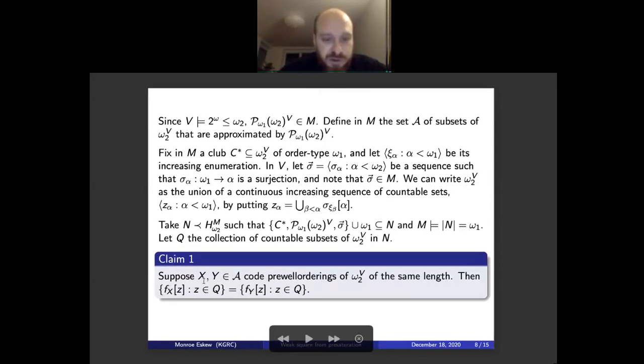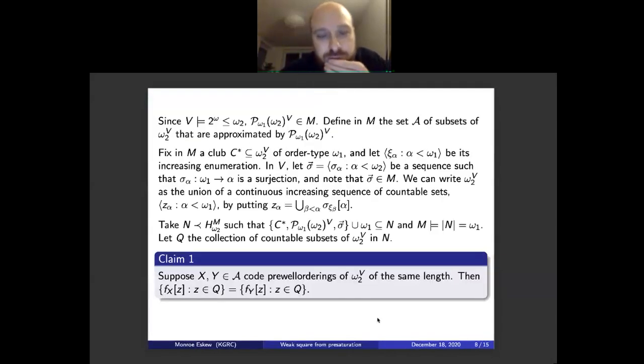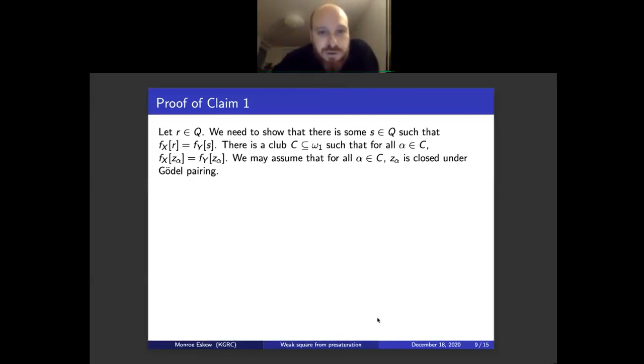Now, why should this be true morally? If these were both from the ground model, and I replace Q with the ground model P omega 1 of omega 2, then of course this would be true. This would just be all the countable subsets of this length, whatever ordinal they surject onto, that come from the ground model. We don't know that these functions are actually from the ground model, but we get the analogous equation. OK, so let's look at the proof of this.